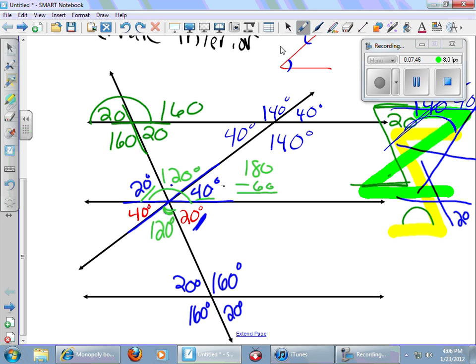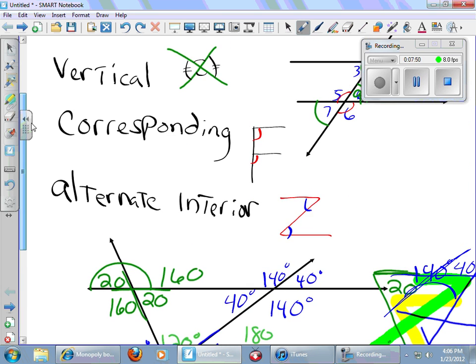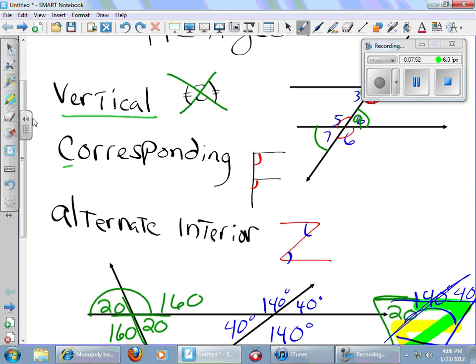And there you go. Now the key thing is, folks, learn those terms. Make sure you get familiar with vertical, corresponding, and alternate interior. We'll talk about some other terms as well you need to know, but those are very important.